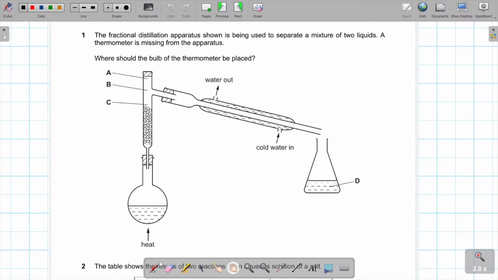We know that the bulb of a thermometer will never be placed directly in a liquid. It will never be placed directly near the fractionating beads, or else the temperature cannot be calculated. So C can be eliminated. It will never be placed in A because the vapour is going to be evaporating, so it will never reach A. The thermometer will never be placed in the final liquid, so D is not the answer. So our answer is going to be B. The thermometer bulb is going to be placed somewhere here so that it can detect the vapour temperature from that point. So the answer is B.